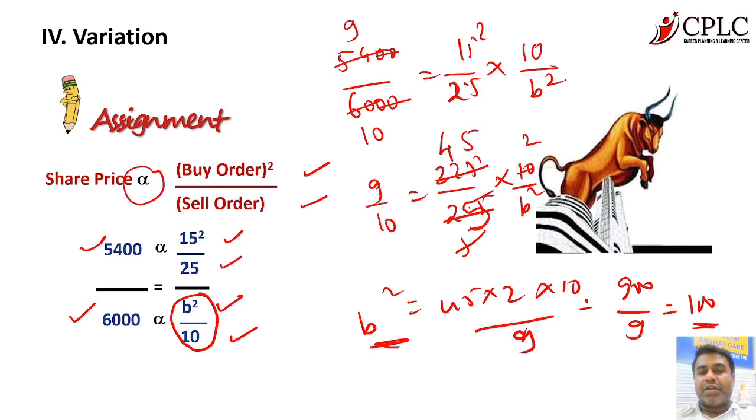So can you tell me what will be the value of b? Right, b value will come out as 10. So b value is 10. Are you getting my point? So this is how you can solve this particular equation.